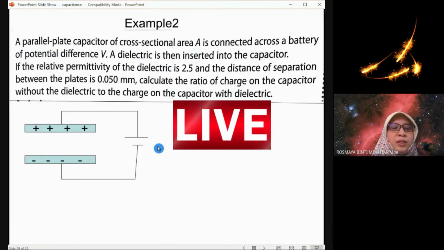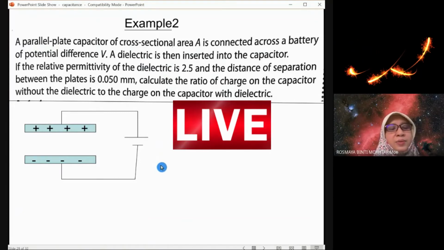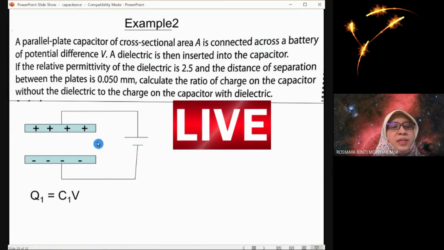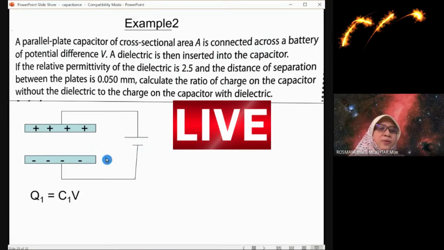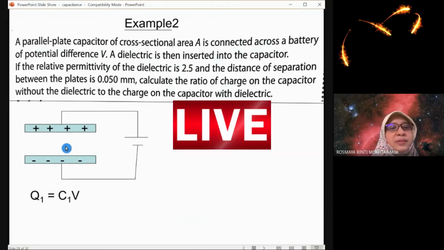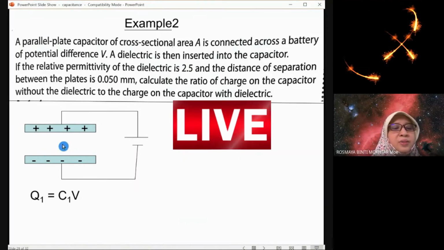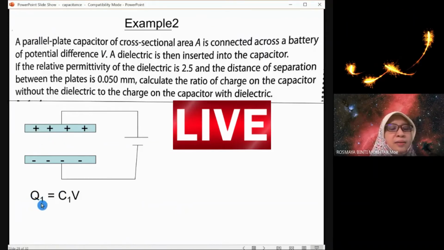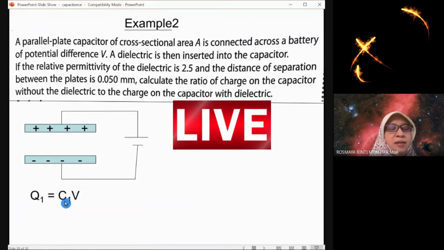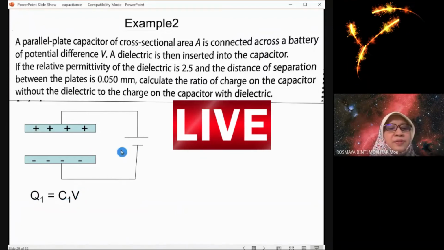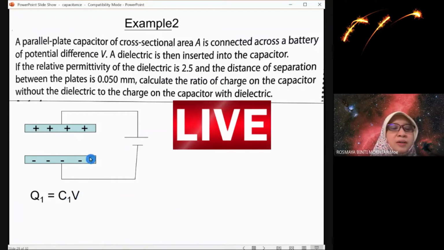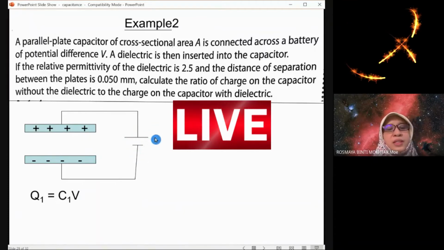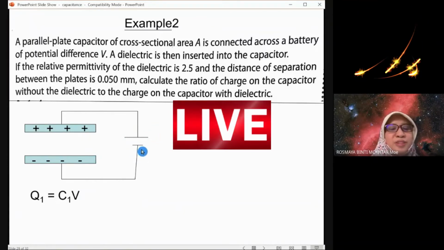To get the idea, I draw the diagram. The battery is still attached when we insert the dielectric. This is the situation before the dielectric is inserted. For the initial case with no dielectric, let's say the charge is Q1 and the capacitance is C1. This is V, the voltage from the battery.